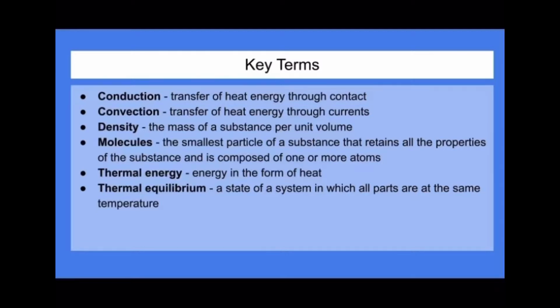Convection is the transfer of heat energy through currents such as a liquid or a gas. Density is the mass of a substance per unit volume. Molecules are the smallest particles of a substance that retains all the properties of the substance and is composed of one or more atoms. Thermal energy is energy in the form of heat. And thermal equilibrium is a state of a system in which all parts are at the same temperature.